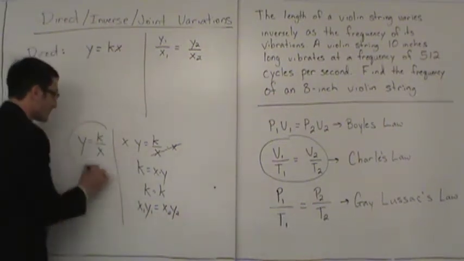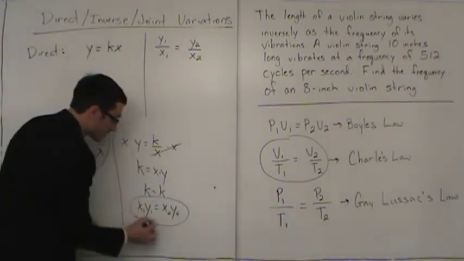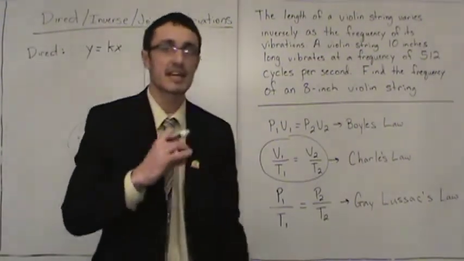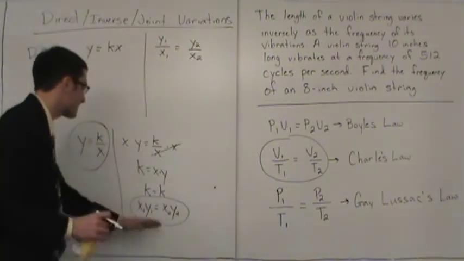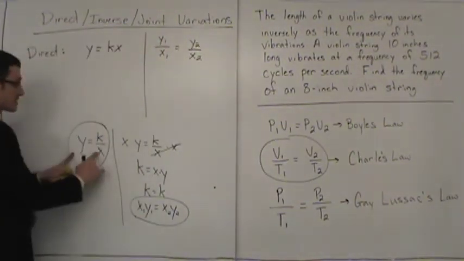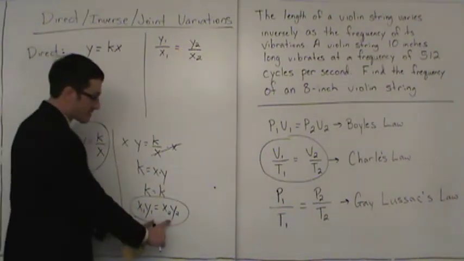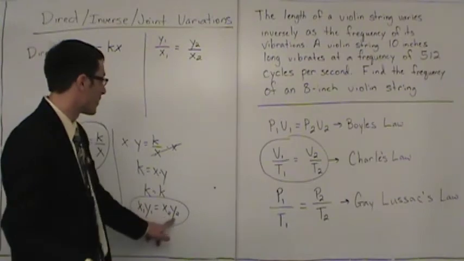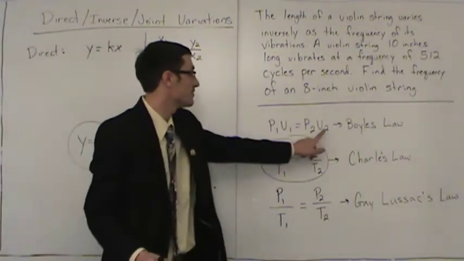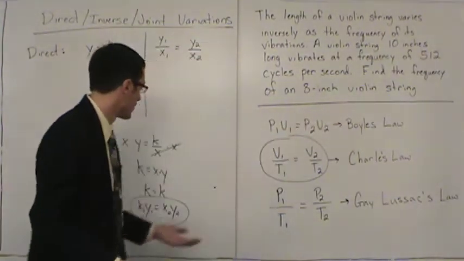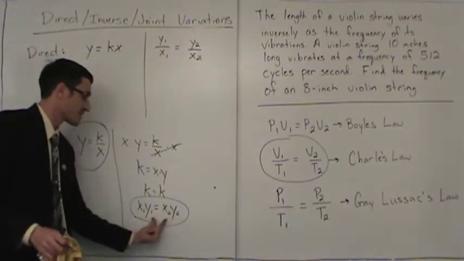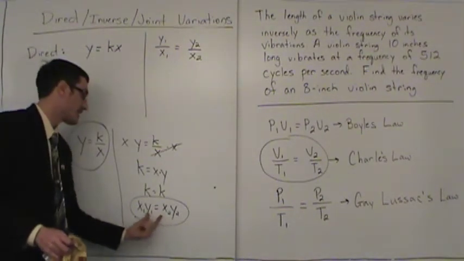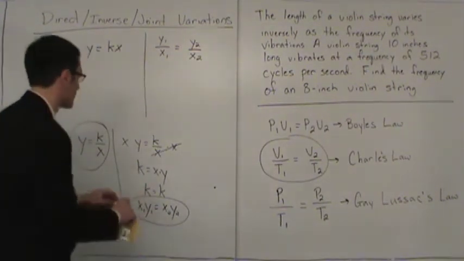This equation and this equation mean exactly the same thing. They find the exact same answer. This is what you learn in math class, and this is what you learn in science. I want you to notice x1, y1, x2, y2 is the same as p1, v1, p2, v2, Boyle's law. Or this is an inverse proportion. Or x and y are inversely proportional to one another.